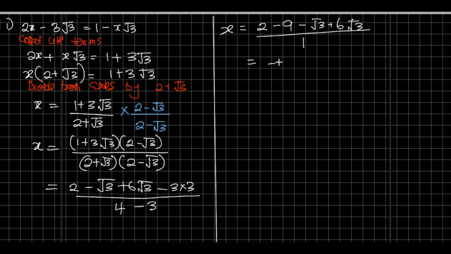So that will be 2 minus 9, which is minus 7. Minus root 3 plus 6 root 3, that's 6 minus 1, which is minus 5 root 3. Okay, so minus 5 root 3. Oh, so plus 5. 6 minus 1, that's plus 5. So therefore, x equals minus 7 plus 5 root 3, and that is the final answer.